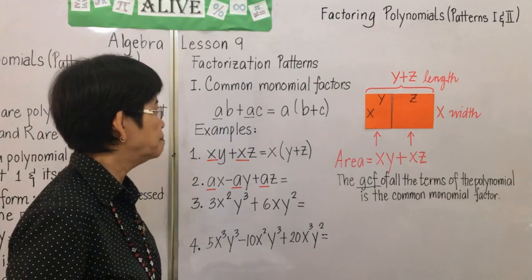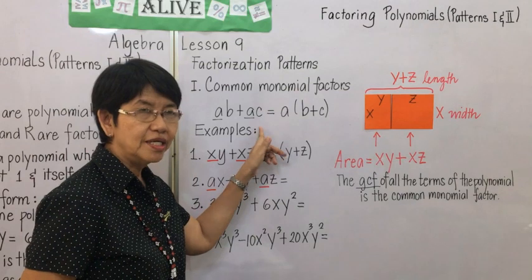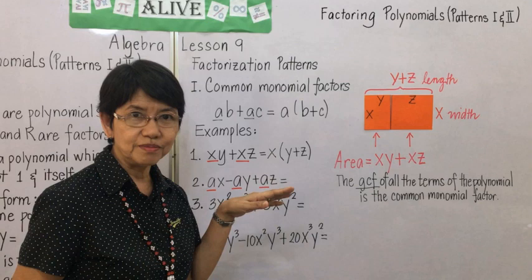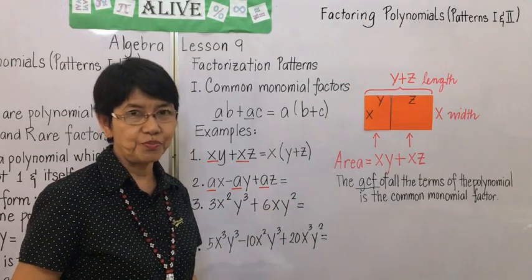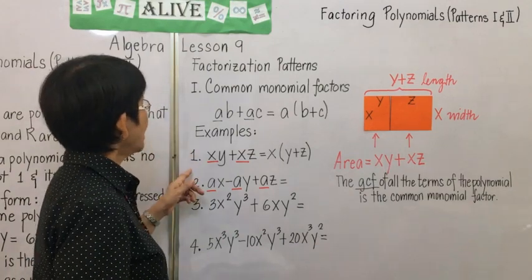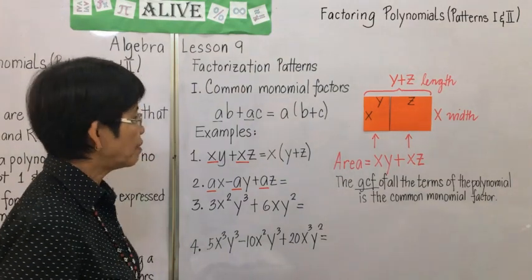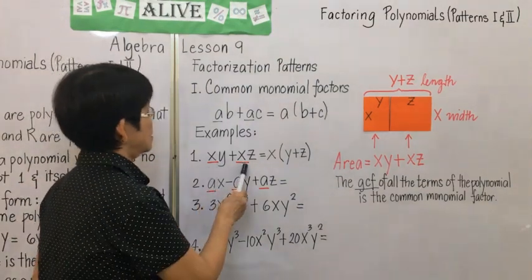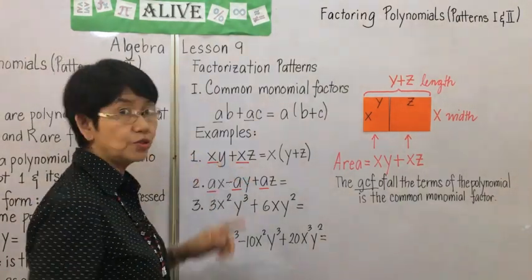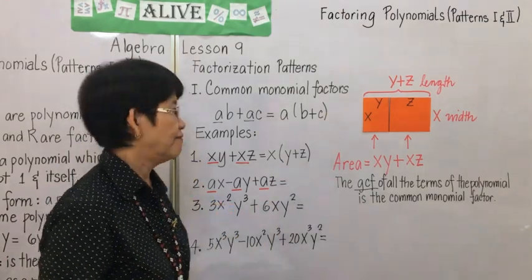So in general, you just get the greatest common factor of the two terms, or the greatest number and variable that can divide the two terms. That will be your common monomial factor. Example number 1, xy plus xz. So the common monomial factor is x. Remove the x from the two terms, and then what you will have left is y plus z. That will be the second factor.